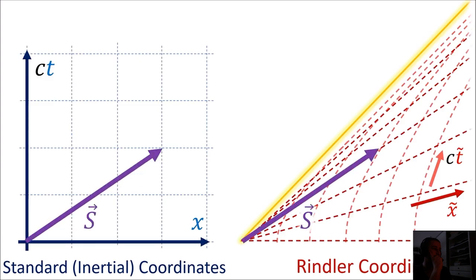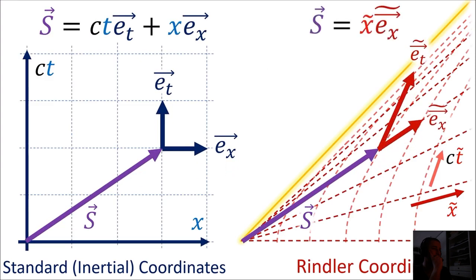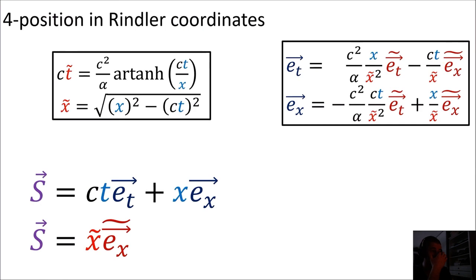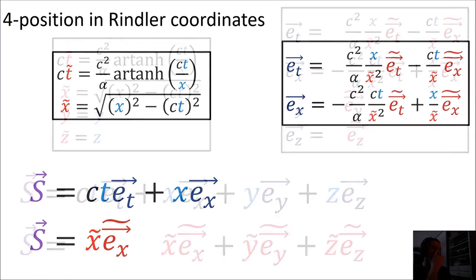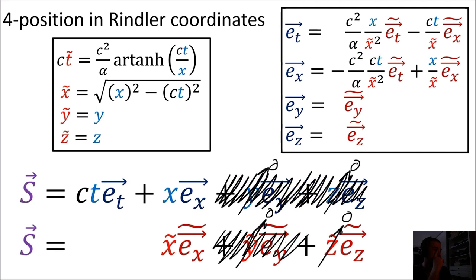This is because the four-position vector S is always parallel to the ex tilde basis vector in Rindler coordinates. So we can build S completely out of ex tilde basis vectors. And technically speaking, a 4-vector should have 4 components in spacetime, but I'm going to assume that the y and z components are 0 in this video for simplicity, and just use time and x.